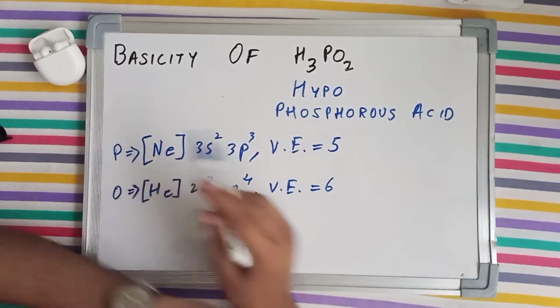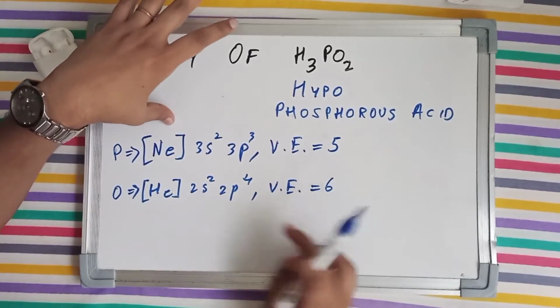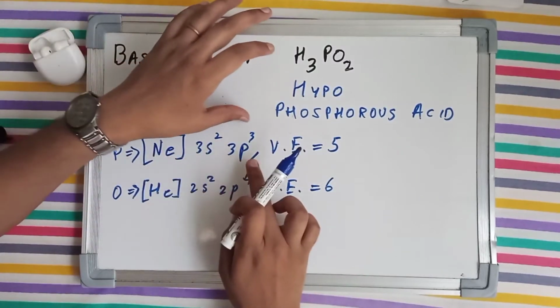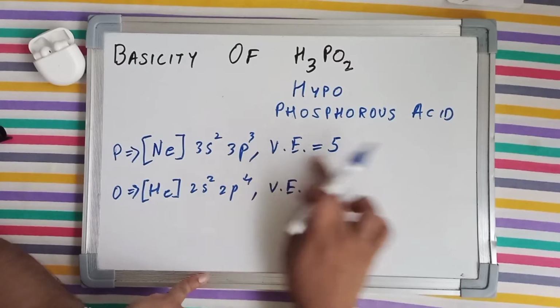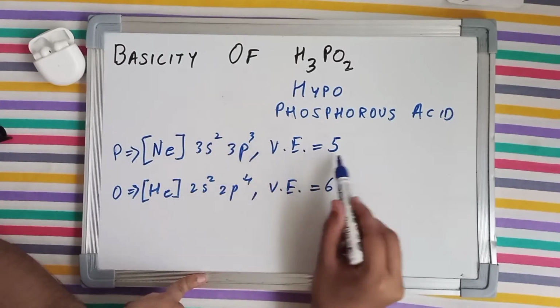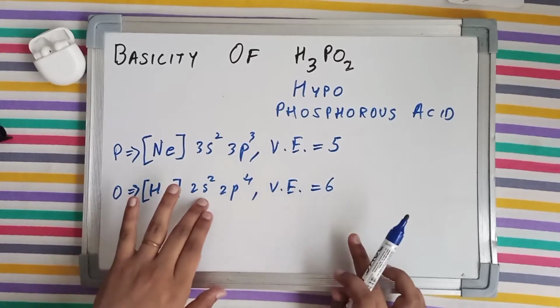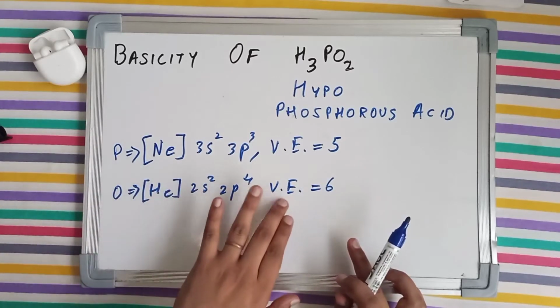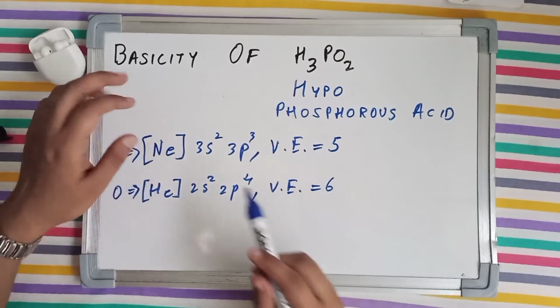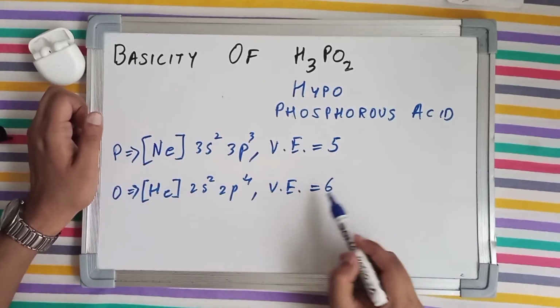The electronic configuration of phosphorus is the inert configuration of neon and then 3s2 and then 3p3. Our valence electron comes out as 2 plus 3, which is 5. For oxygen, the inert configuration of helium and then 2s2 and then 2p4. The valence electron comes out as 6, here 2 plus 4, 6.